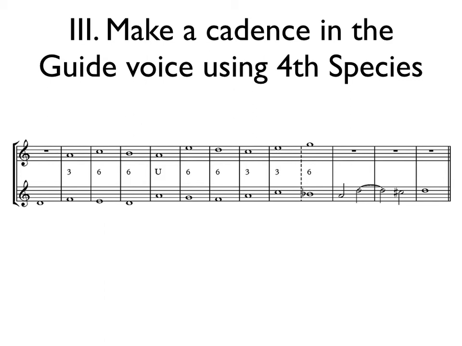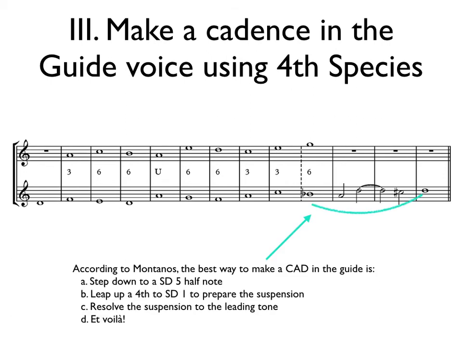So Montanos has a specific formula for this, and you'll note the cadence there. The best way to make a cadence in the guide is to step down to a scale degree 5 half note, leap up to a fourth scale degree whole note to prepare the suspension. Oh, scale degree 1, pardon me. To prepare the suspension, resolve the suspension in the next measure to the leading tone, et voilà, c'est accompli.